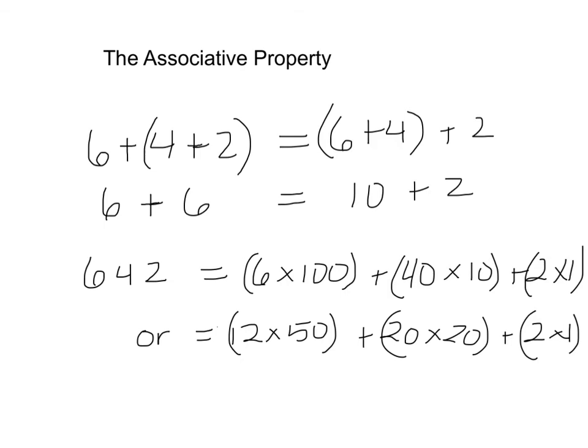So we can use the expanded numeral for 642 and find out that it's 6 hundreds and 40 tens and 2 ones. Or we can rearrange what's going on in here and turn it into something that might work better for us. I'm not sure that 12 times 50 is necessarily as easy to deal with as 6 times 100, but we could do it. 20 times 20 and 40 times 10 also are very similar. We're regrouping, we're rearranging the same numbers inside, and this is the associative property.